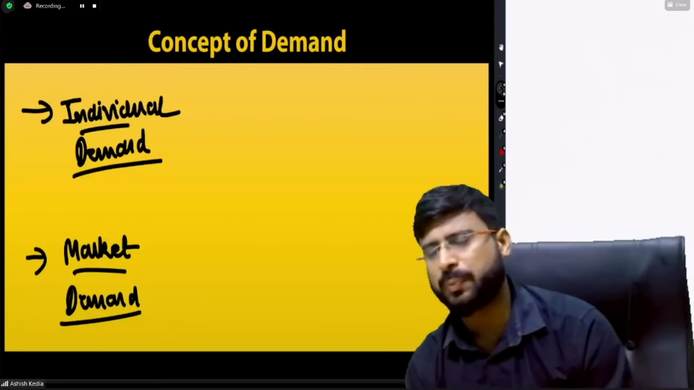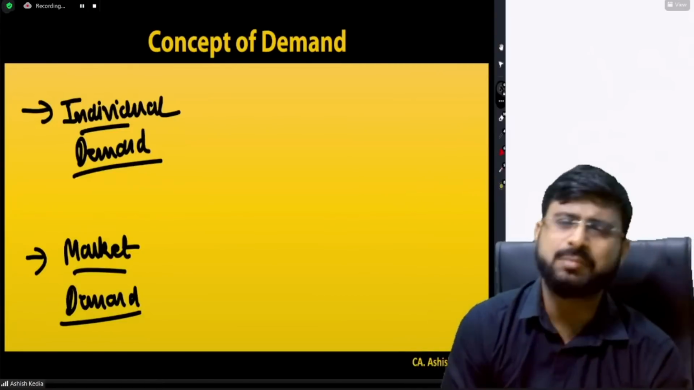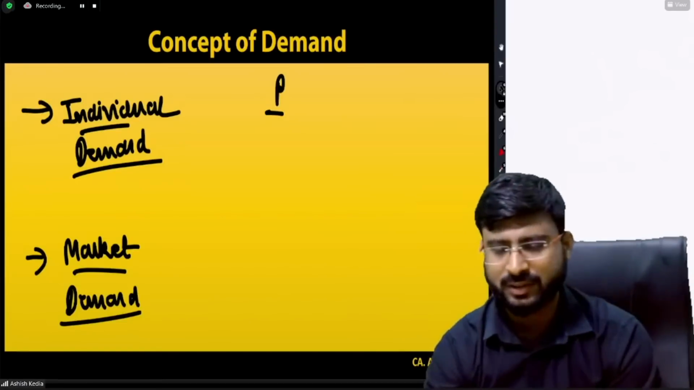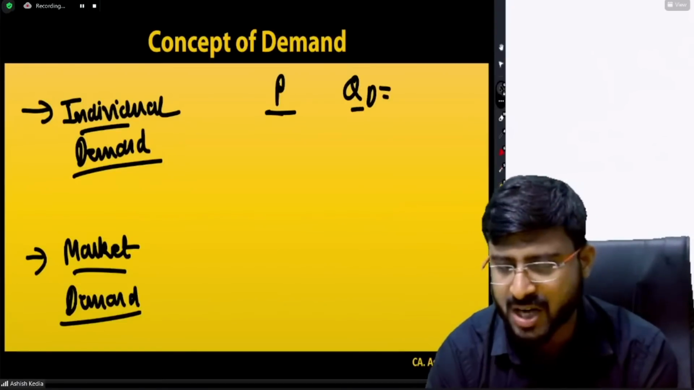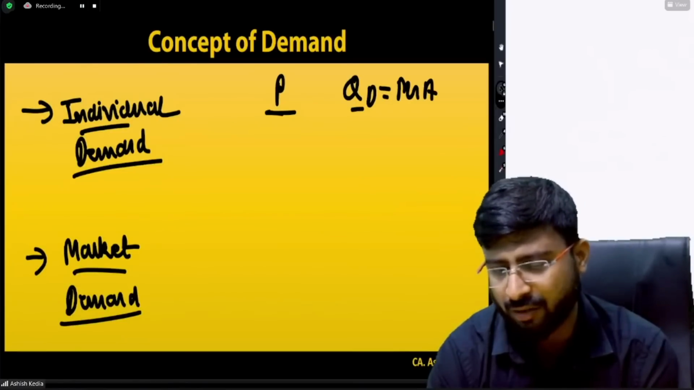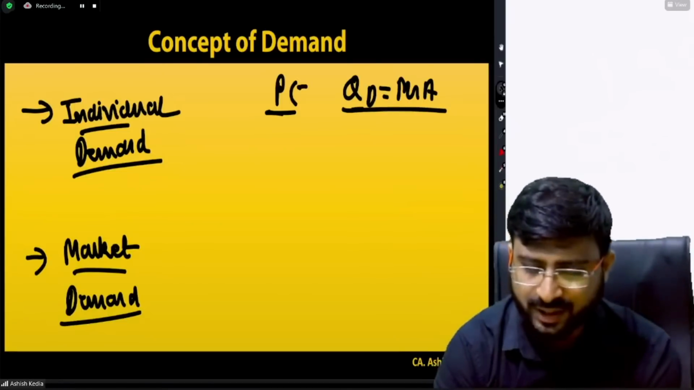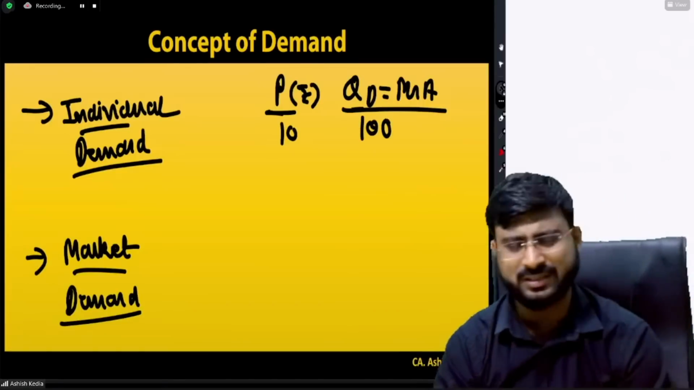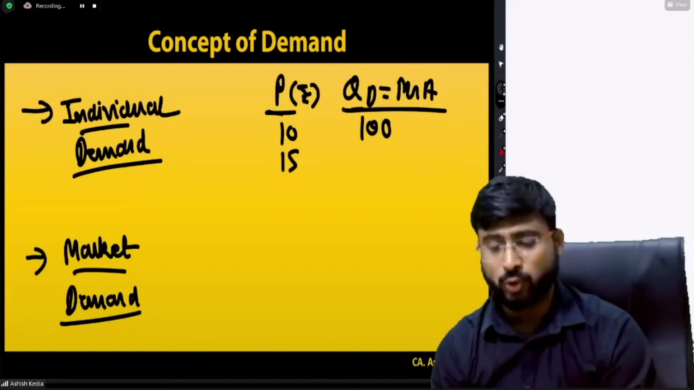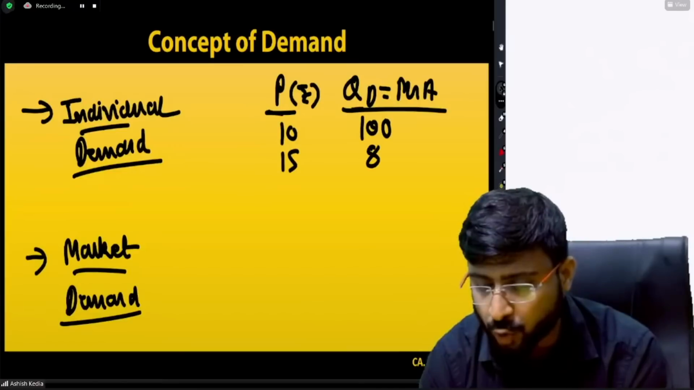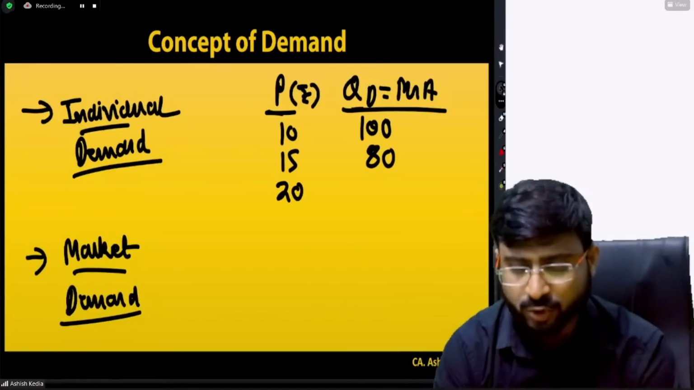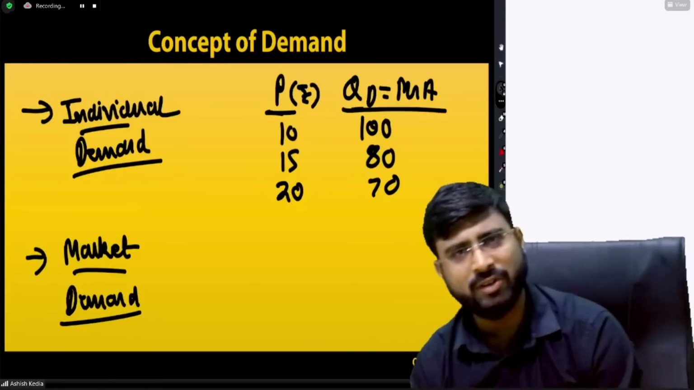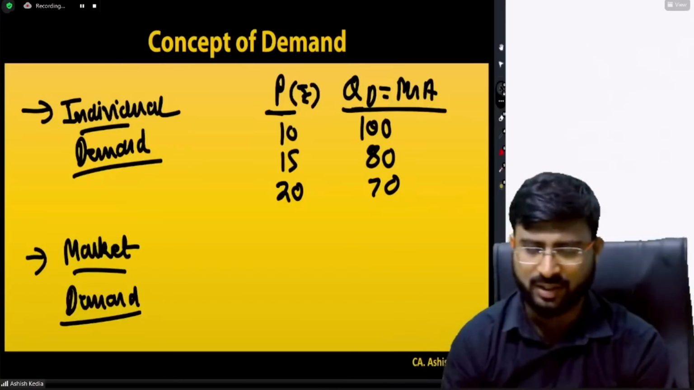Suppose we talk about a particular commodity. It can be anything, rice, wheat, anything. Now pay attention. Price and quantity demanded by Mr. A. Suppose there is a person, Mr. A. Let's say price is rupees 10, and quantity demanded by Mr. A is 100 units. Price rises to 15, so demand by Mr. A falls to 80 units. Price increases to 20 rupees and demand of Mr. A falls to 70 units. This is the first case example that I have illustrated.